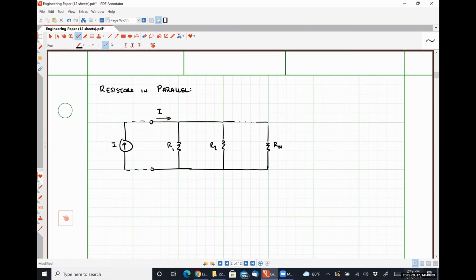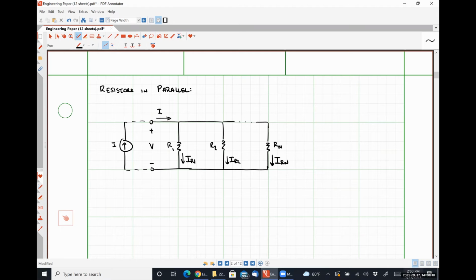And because I have formed a single node pair circuit, I can say that there is a common voltage V present across all of the elements. This voltage V will cause a current IR1 to flow down through the resistor R1, a current IR2 to flow down through the resistor R2, and similarly a current IRN to flow down through the resistor Rn.